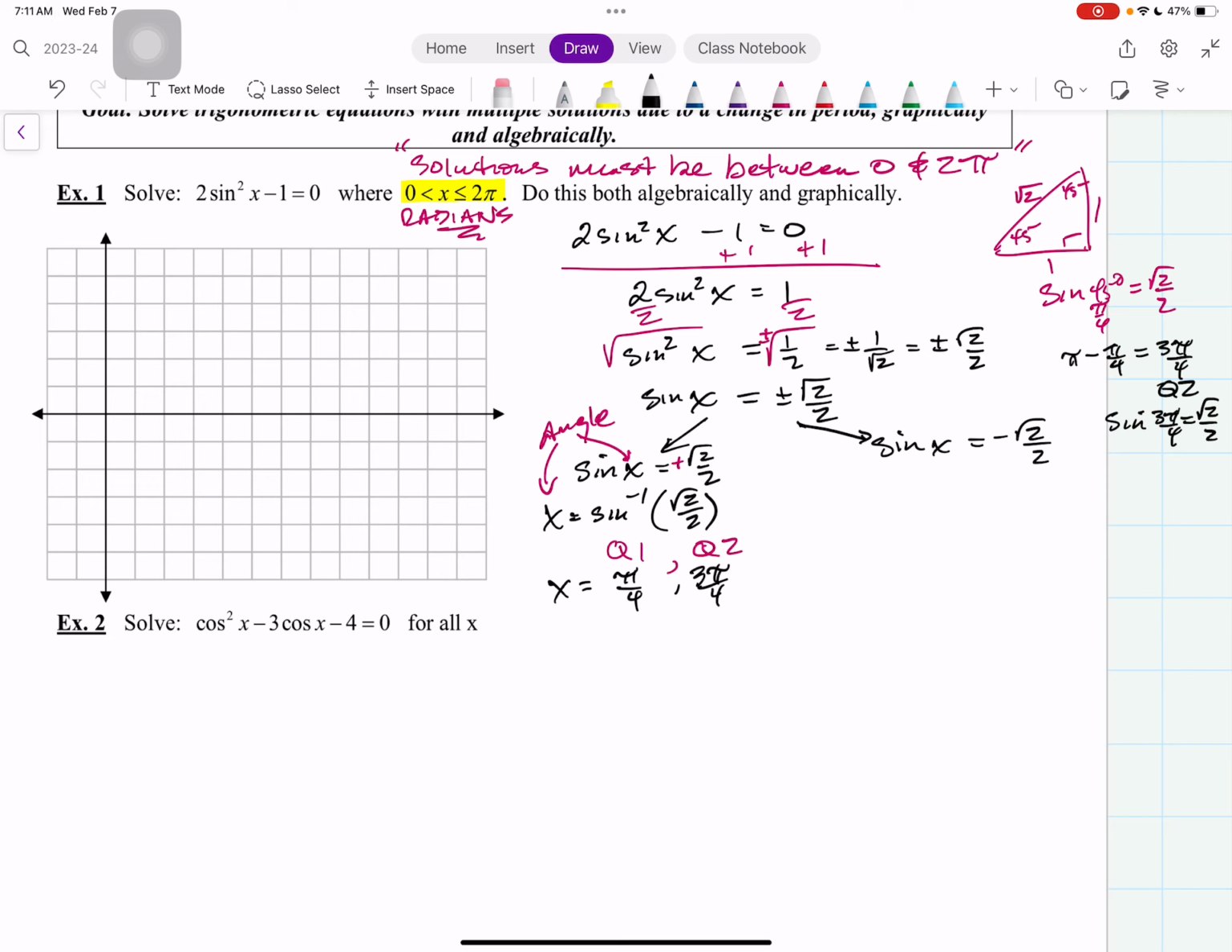How do you know how many total solutions there are? We're going to talk about that. We're going to connect that with the graph here in a minute. Let me just finish the algebraic portion.